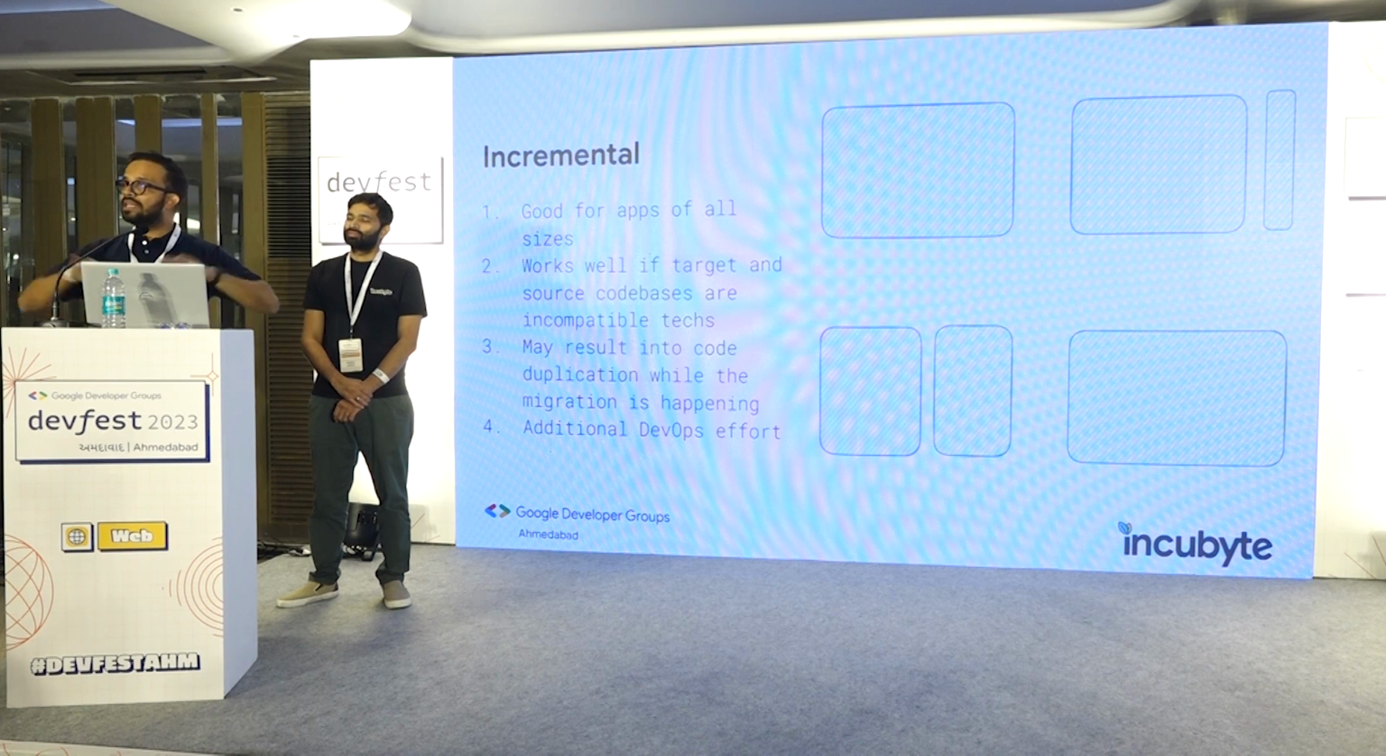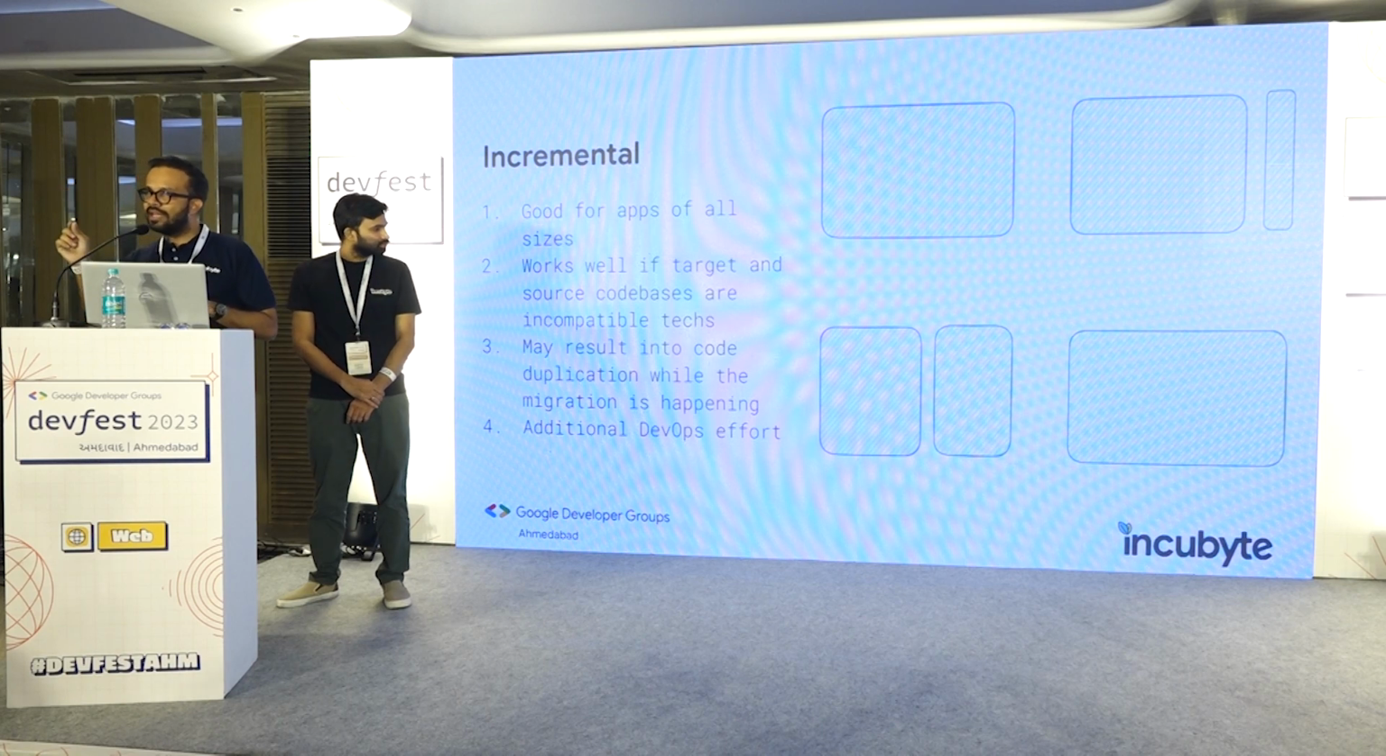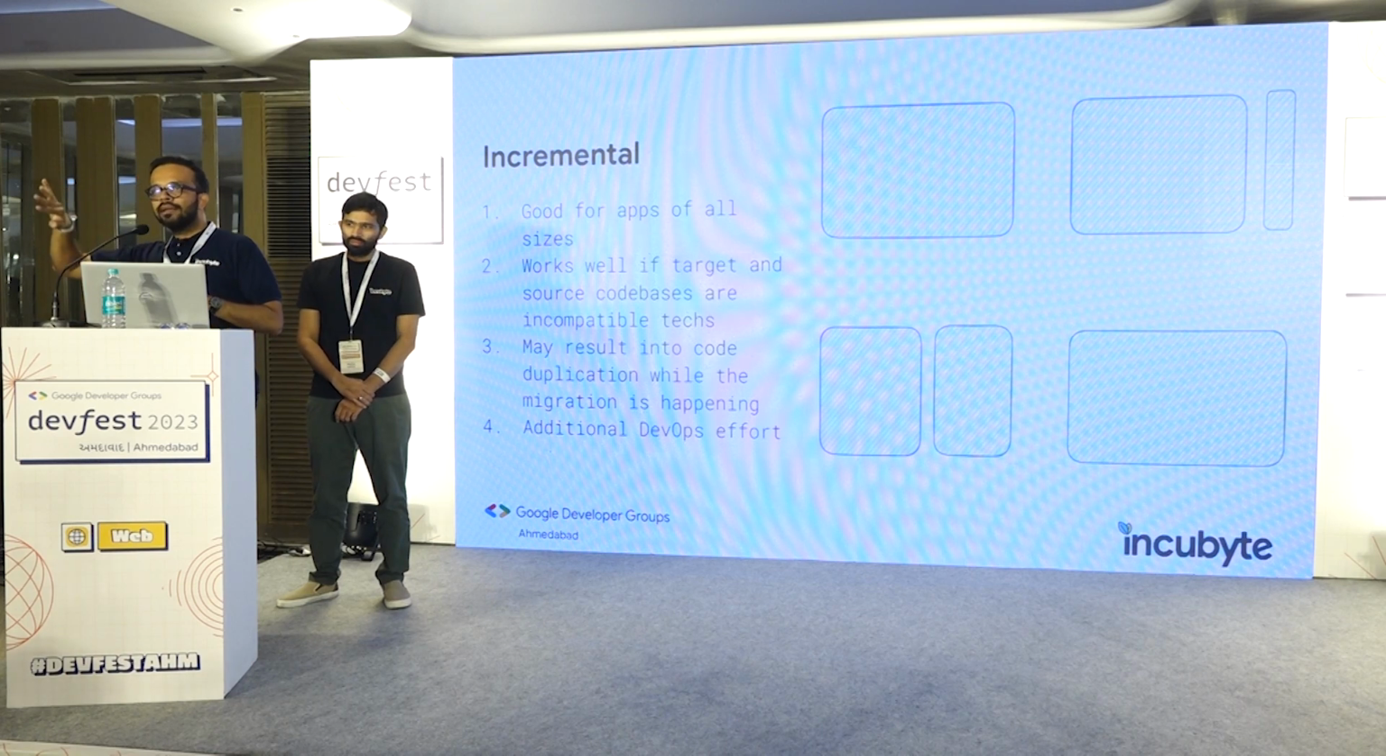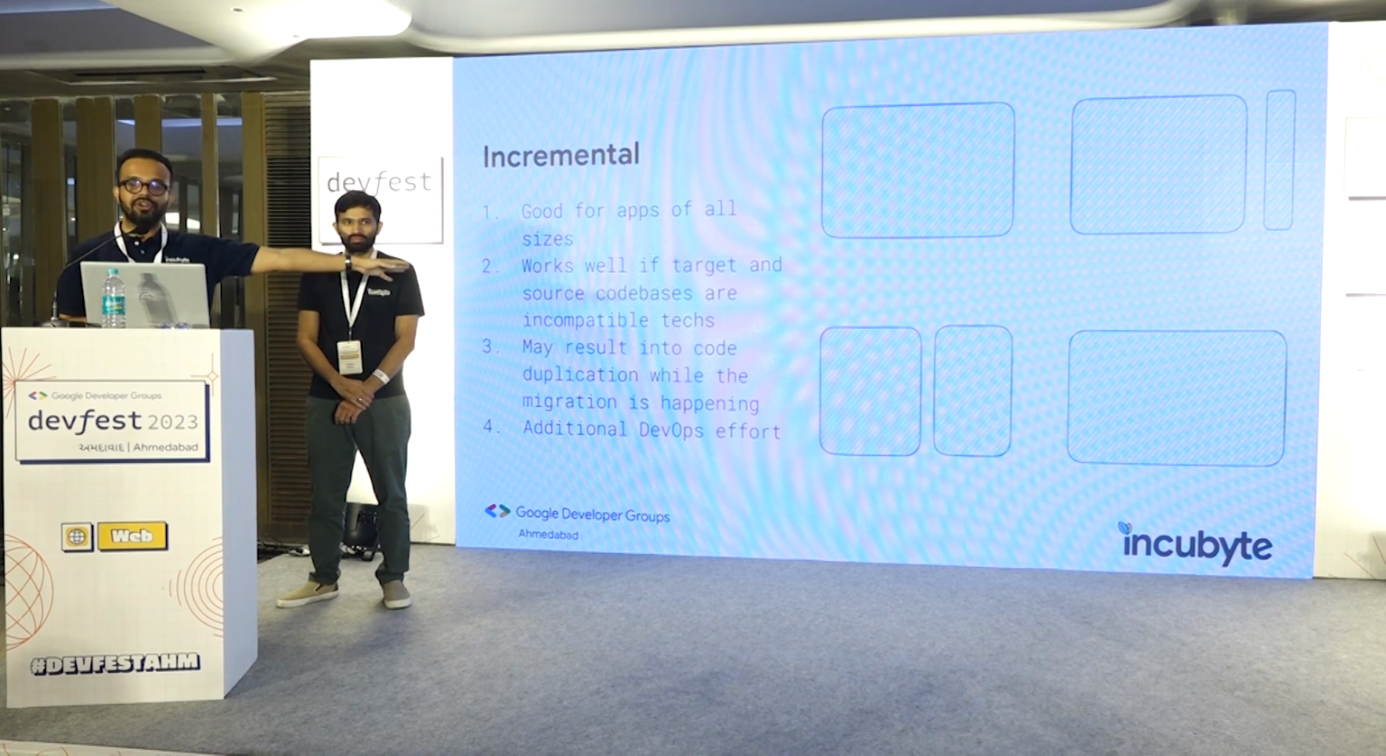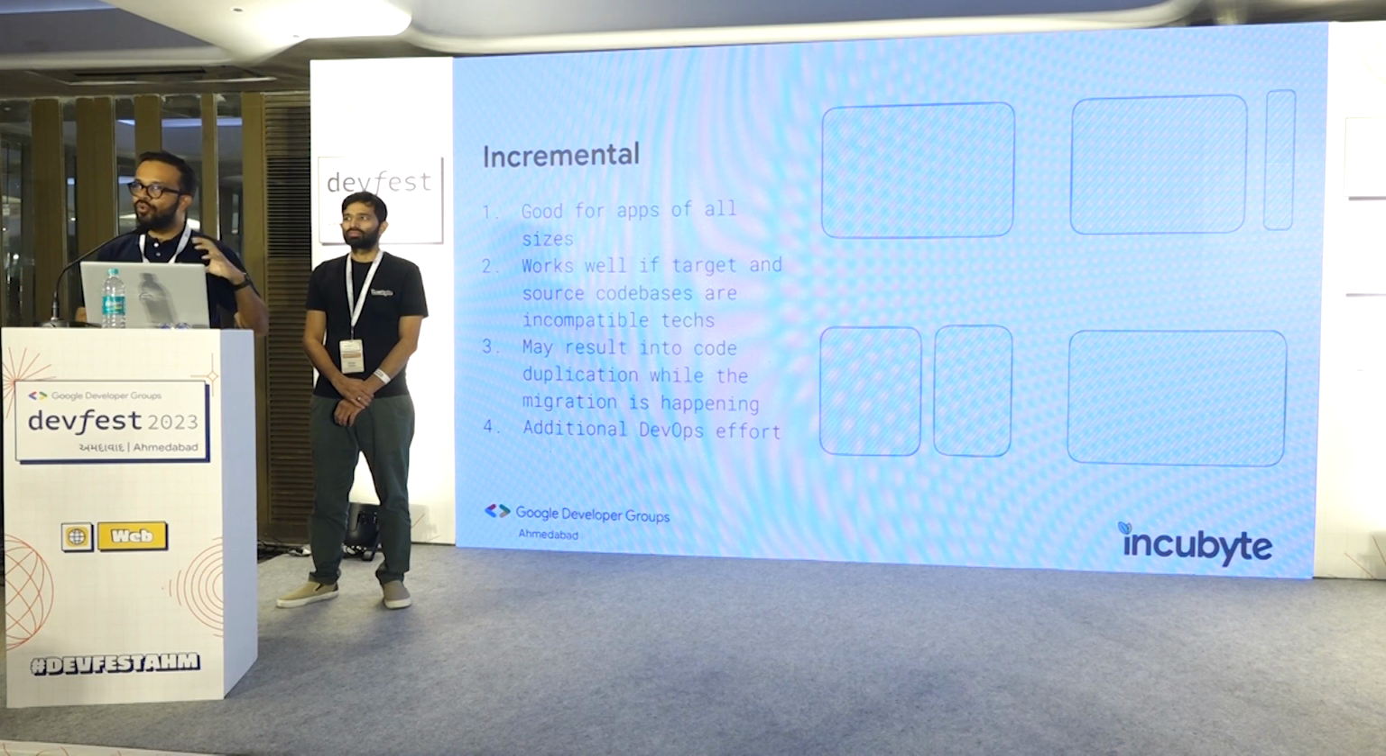Second is incremental. This may be two very separate apps, two very separate technologies, and what you say is, hey, I'm going to create this new thin app, a thin layer, keep it separate, and the old app still keeps running. So essentially at some point of time, you are running two apps. One is old, the other is new. And then you are continuously moving functionalities from the old app to the new app. So that's the incremental way of writing code.